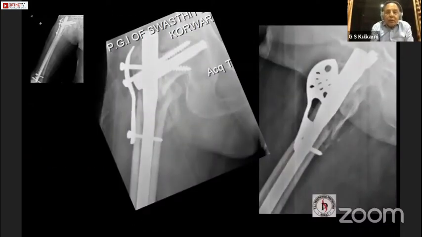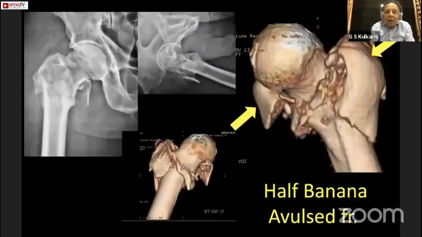So this was treated with this, but again this needs a follow-up. But now see, this is the case which I told you. There is the half banana.